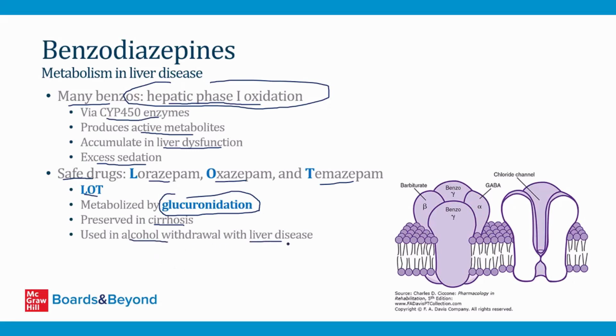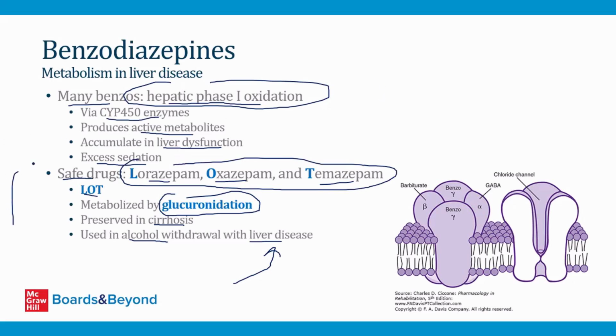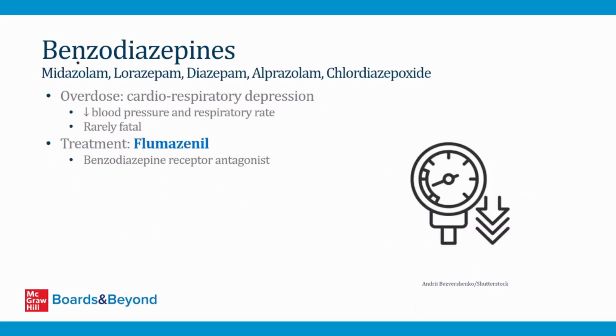You can treat alcohol withdrawal with benzodiazepines, but if someone has advanced liver disease, you want to use one of these 3 drugs because if you use other drugs, the active metabolites will build up and the patient can have excess sedation. It is possible to overdose on benzodiazepines. This will lead to cardiorespiratory depression, somewhat similar to what we talked about with barbiturates. You can see a fall in blood pressure and respiratory rate.